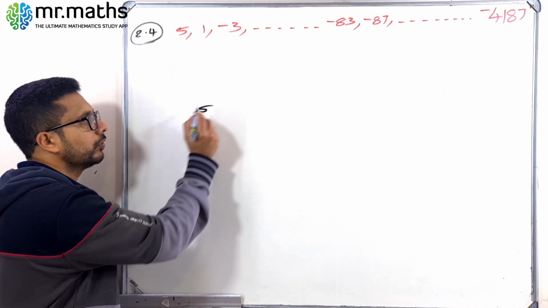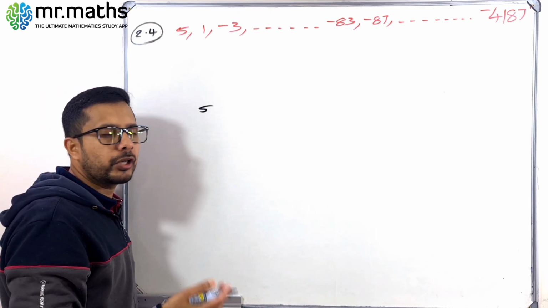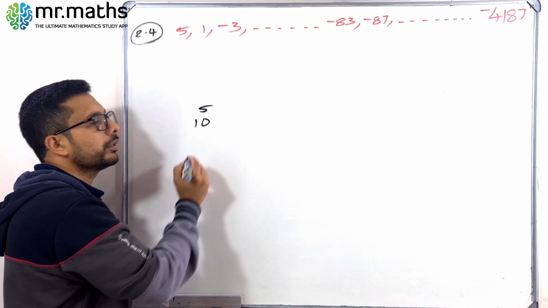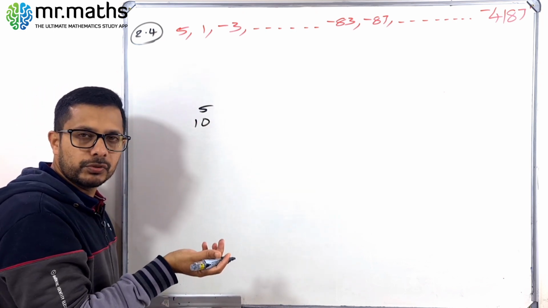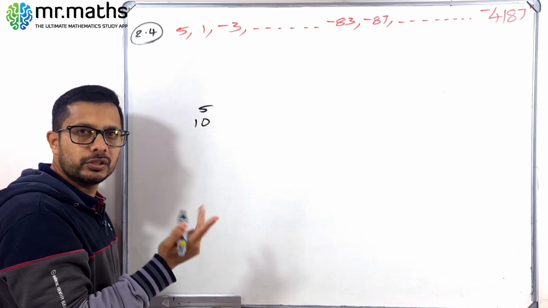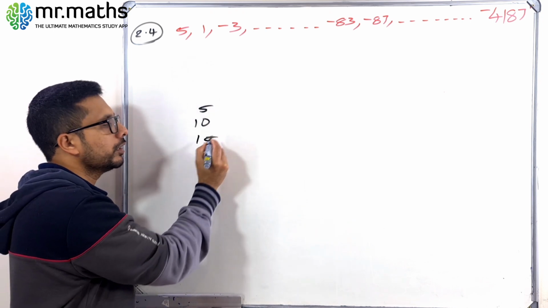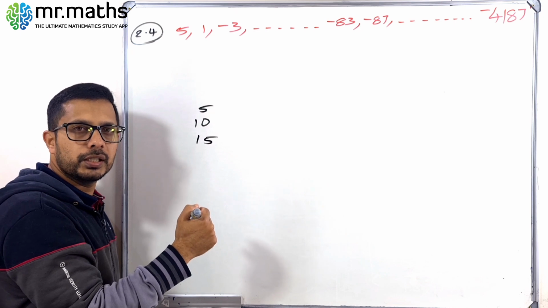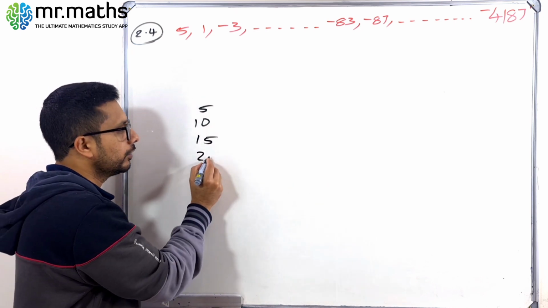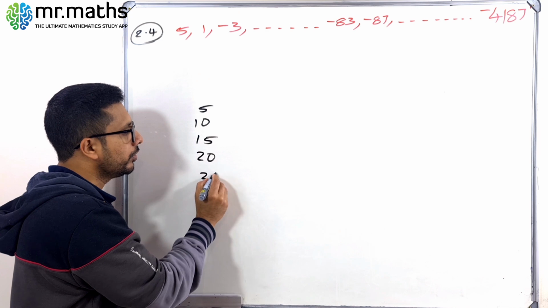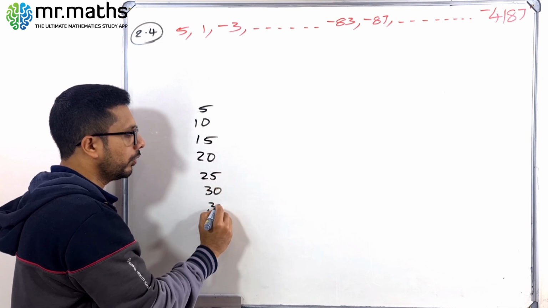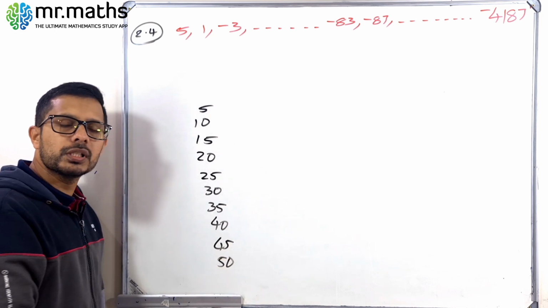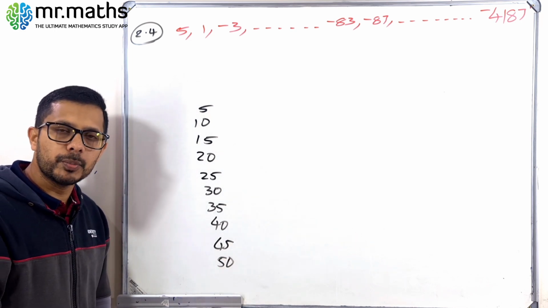5 is exactly divisible by 5. 5 divided by 5 is 1, so exactly divisible. Okay, then the next one, 10 is exactly divisible. Am I right? 10 divided by 5 is 2. Then 15 is exactly divisible because 15 divided by 5 is 3. Am I right? 20 exactly divisible. 25, 30, 35, 40, 45, 50. You see that all these numbers are exactly divisible by 5.